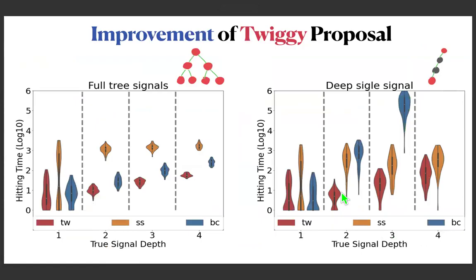So now let us think about the Twiggy proposal. One added method here, TW, is the Twiggy algorithm. Now, even when it comes to fully connected signals, there are some improvements from using the Twiggy movement. But I think what is more important is the improvement when it comes to deep disconnected signals. As the signal gets deeper, the increase of the hitting time does not get really bad like in the Bayesian CART algorithm.